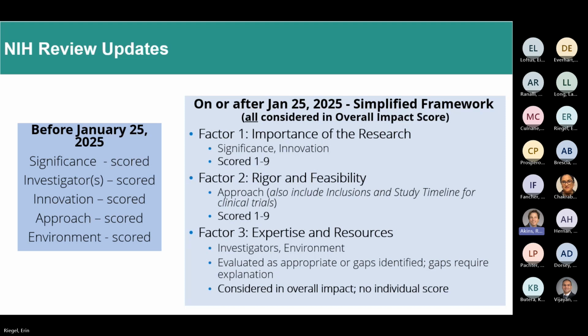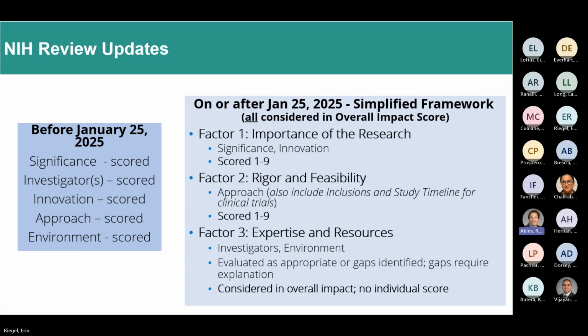So Factor 1 is the importance of the research, right? And this is sort of based on the assumption that you could do it, right? It's simply: how important is it to answer this question? Factor 2 will address specifically rigor and feasibility of the approach. And that will include, for human subjects, some things that had been in different parts of the grant before. So those will get NIH scores.